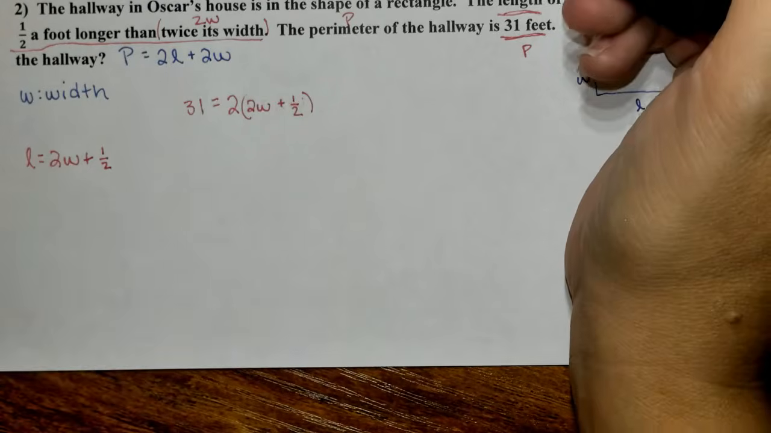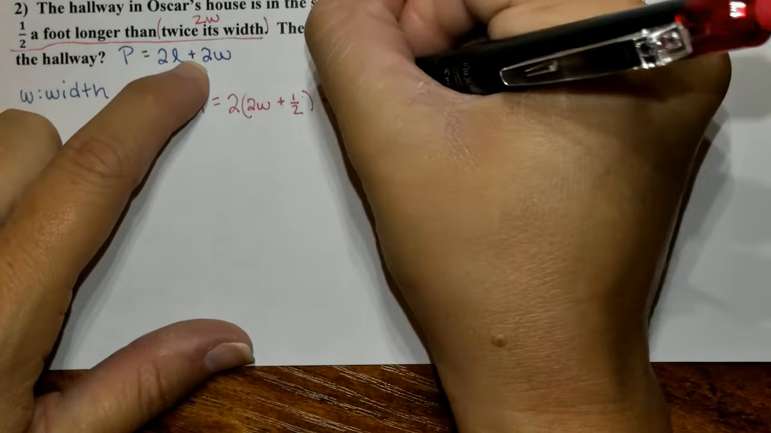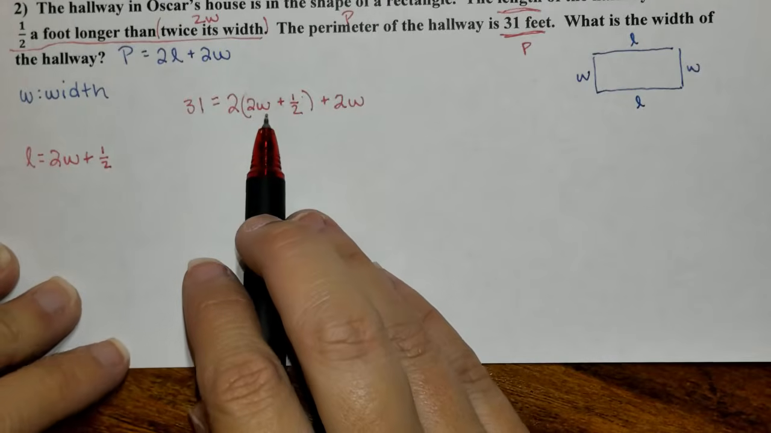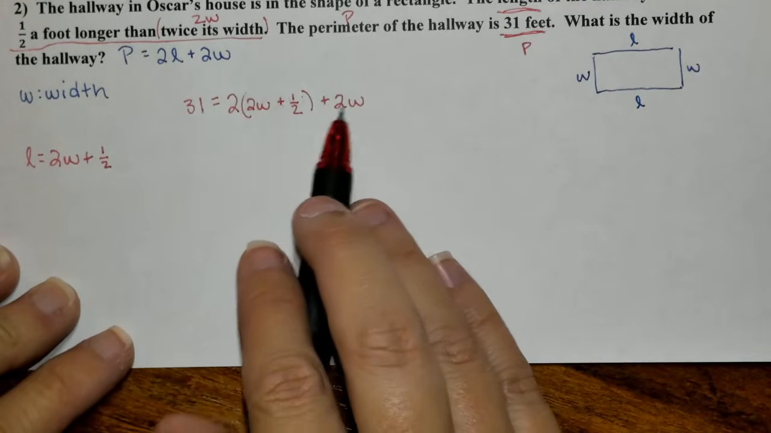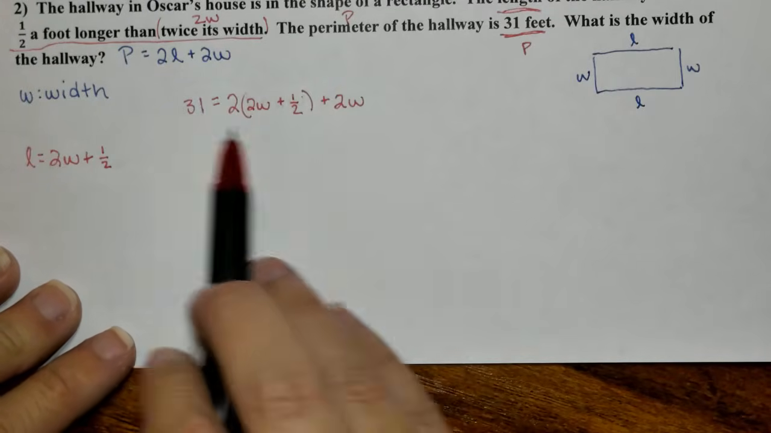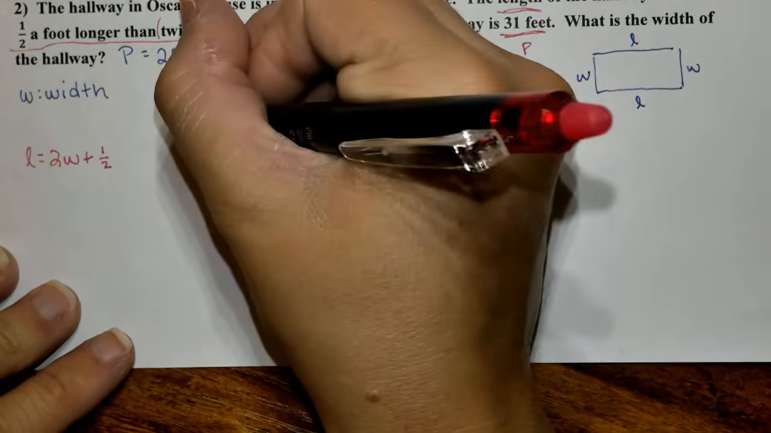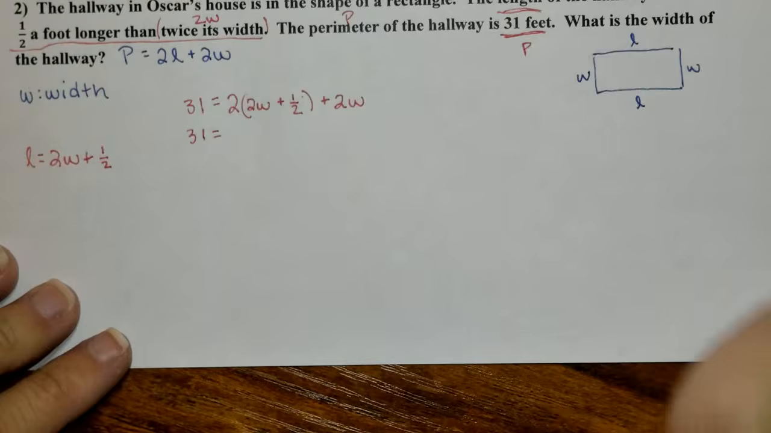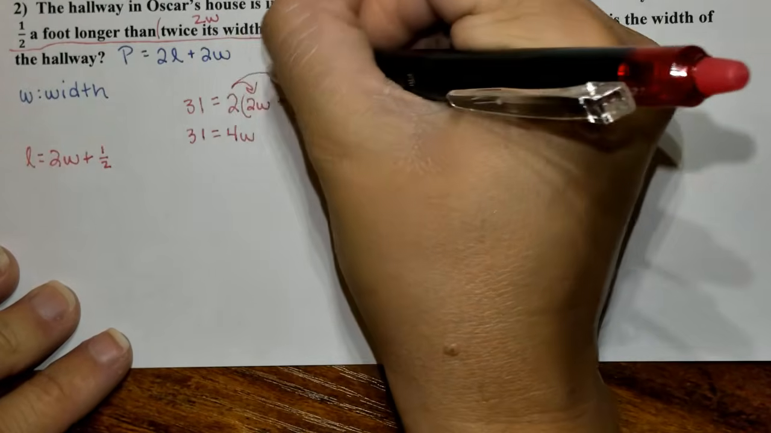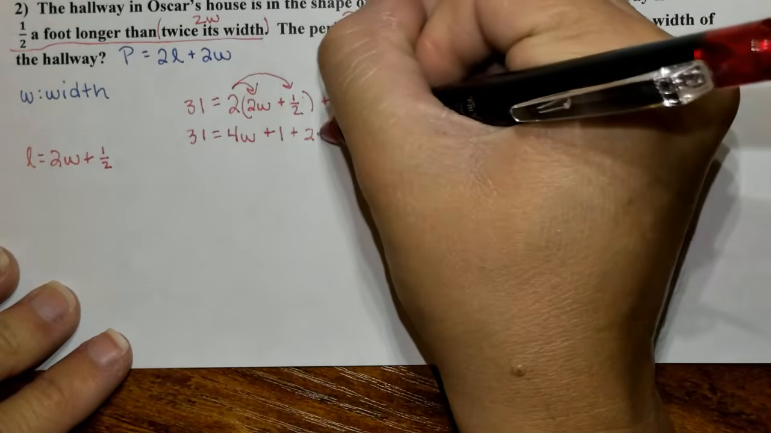All right, and then don't forget, got 31 equals 2 times the length, but I can't forget to write that plus 2W either. Okay, this makes sense. I'm trying to figure out what W is, so W can be the only variable that I can see in here. You will never have an L and a W at the same time and try to solve for one of those variables. Okay, not yet. So now we solve. 2 times 2W is 4W. 2 times 1/2 is 1. And I just bring down that plus 2W.